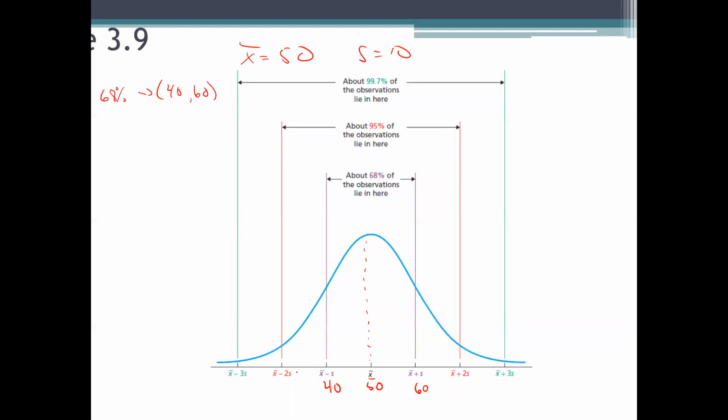If you go another standard deviation, so subtract another 10, you get 30. Add another standard deviation, you get 70. You're able to say that 95% of data falls between 30 and 70. If you go even further, 3 standard deviations, so subtract another standard deviation, you get 20. Add another standard deviation up here, you get 80. You're able to say that 99.7% of observations fall between 20 and 80. And that's just a great use of the standard deviation.